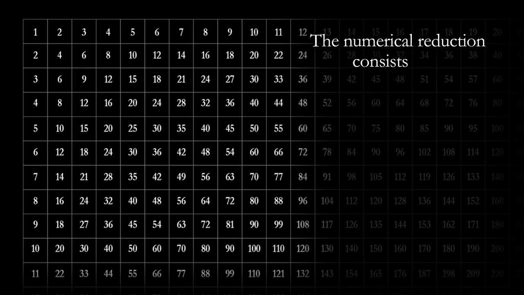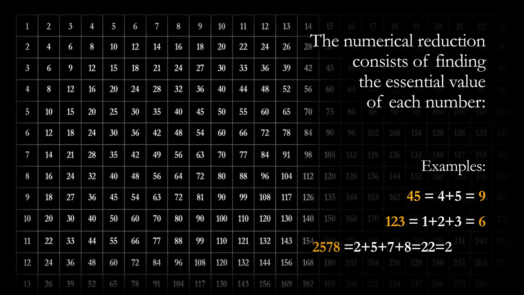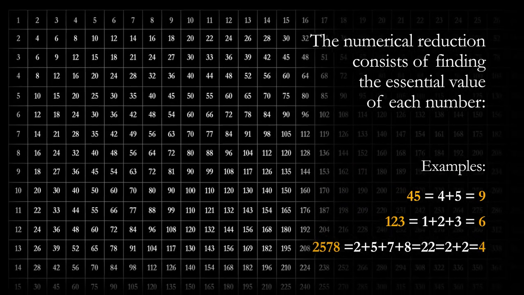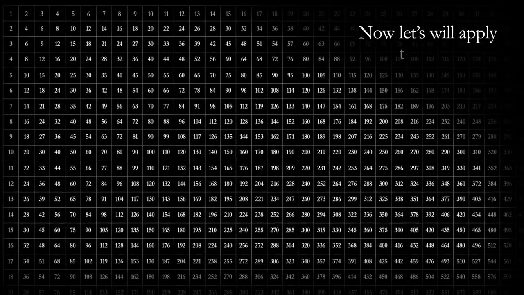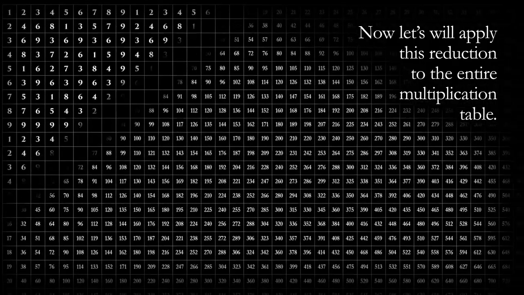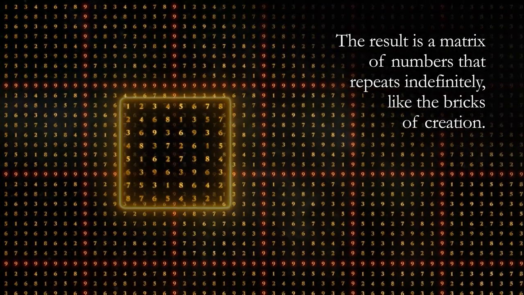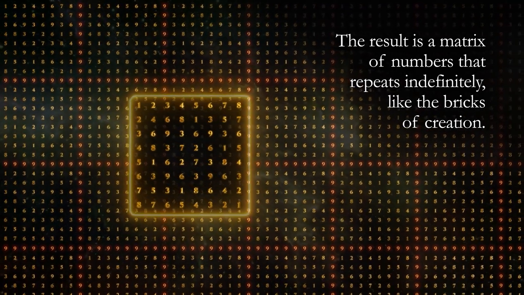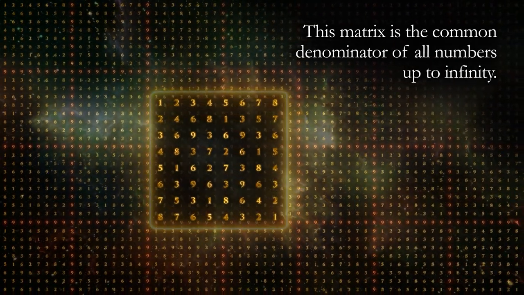The numerical reduction consists of finding the essential value of each number. For example, 45 equals 4 plus 5 equals 9. Now let's apply this reduction to the entire multiplication table. The result is a matrix of numbers that repeats indefinitely, like the bricks of creation. This matrix is a common denominator of all numbers up to infinity.